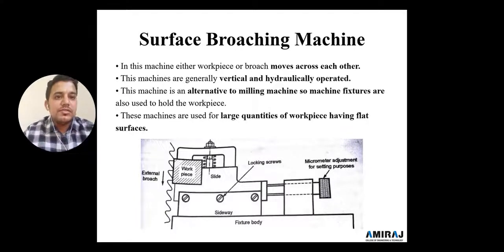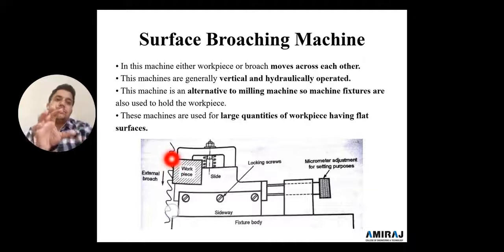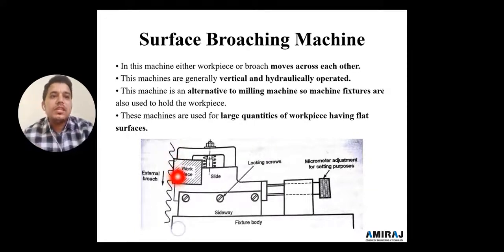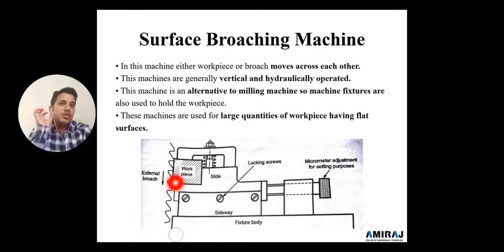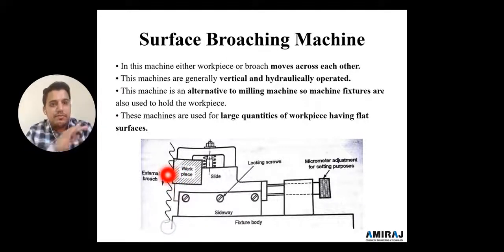In this surface broaching machine, it is particularly used for outer surface machining purposes. It is available in both horizontal as well as vertical types, but it is particularly used for final finishing or proper accuracy, for large quantities of workpieces having flat surfaces. So for the final output, final tolerance achievement, final accuracy and quality purposes, we use a surface broaching machine.